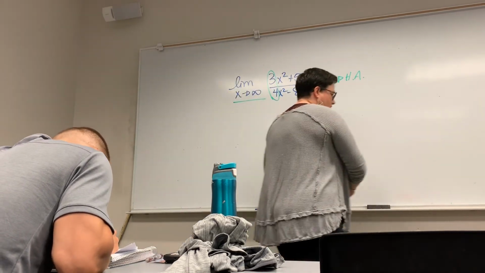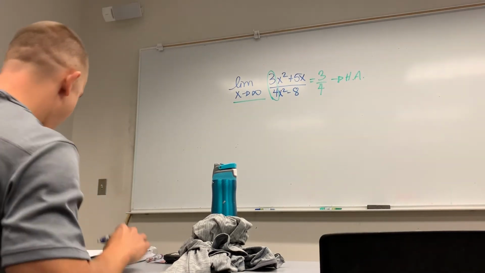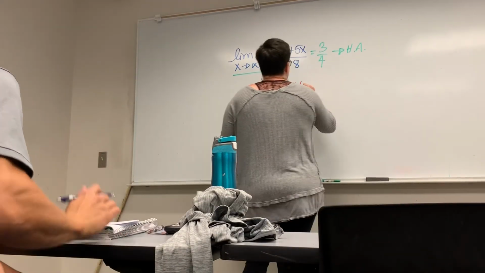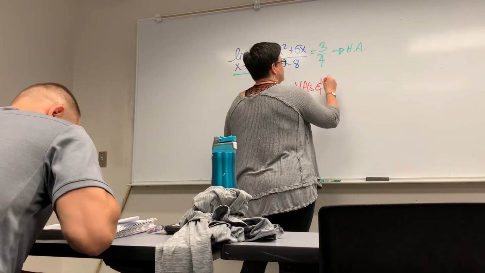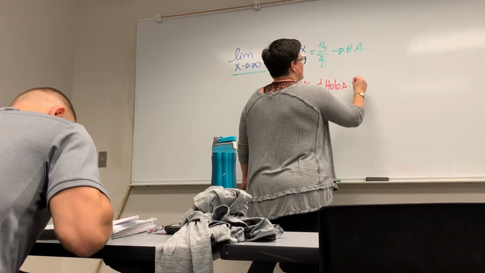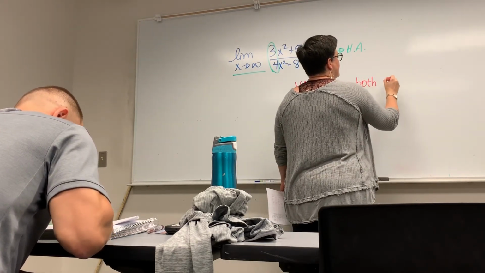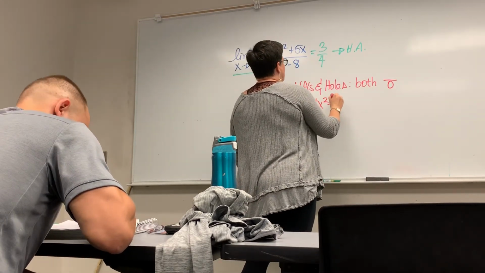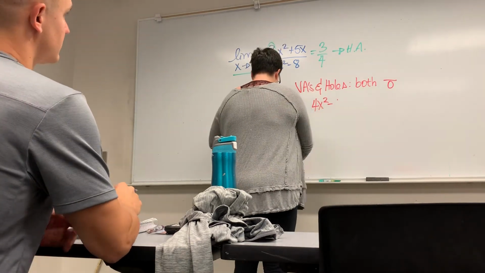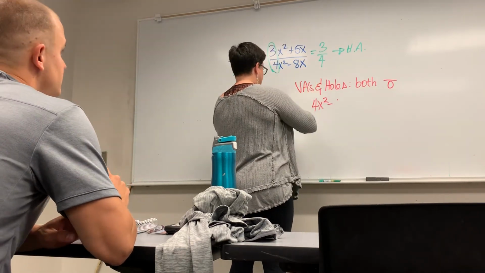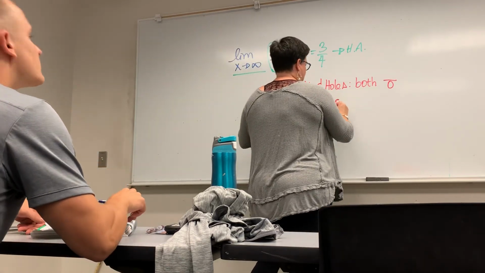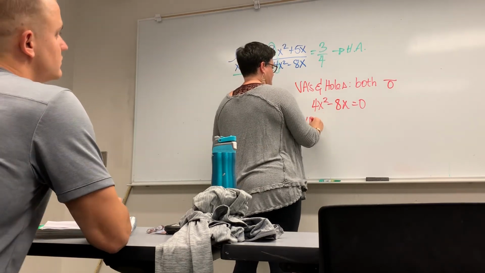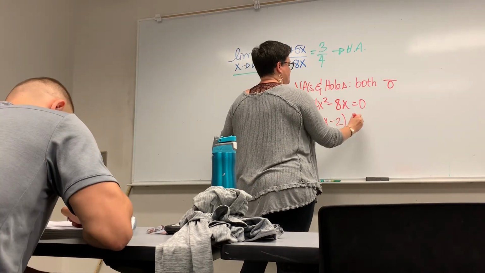Now, let's look at vertical asymptotes and holes. What do they have in common? The denominator is zero. Doesn't that make this go to 0? Vertical asymptotes and holes both are divided by 0. So we're going to set the denominator equal to 0. Oh, this should be 4x squared minus 8x, shouldn't it? Yeah, I thought there was something missing there. 4x squared minus 8x equals 0. So I'm going to pull 4x out of both of these, and I get 4x times x minus 2 equals 0.